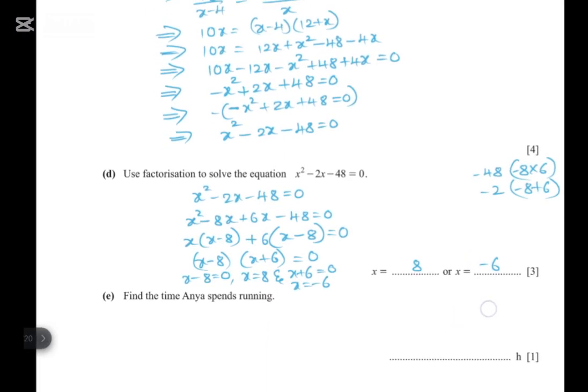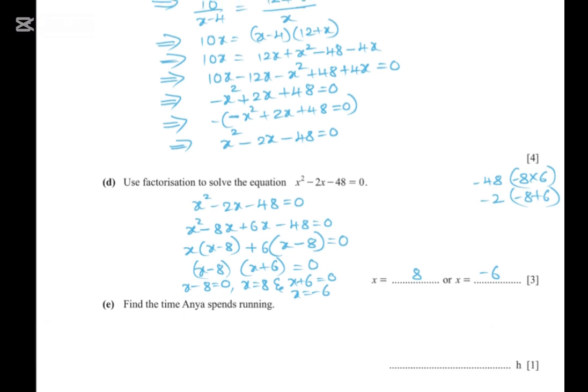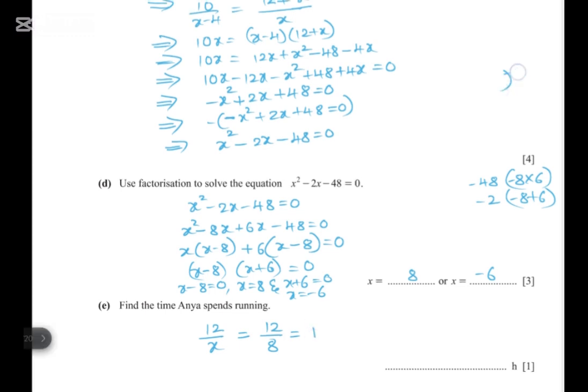Question E now. Find the time Anya spends running. In the starting we already got that the time she spends running is 12 by x. Now here the x value cannot be taken as negative because time cannot be negative. So you have to take the positive value, that is 8. Now this is an improper fraction, make it into a mixed number. How to do that? Divide the numerator by the denominator. 8 ones are 8, 12 minus 8 is 4. So you write the quotient as the whole number and the remainder over the denominator, so this 4 by 8 can be simplified to half. So it is 1 and 1 by 2. So 1.5 hours are taken to run. The time she spends running is 1 and a half hours, or 1.5, anything you can write. Question is done.